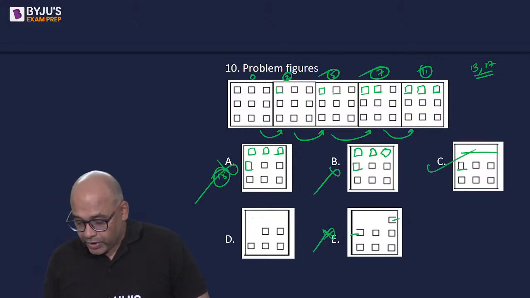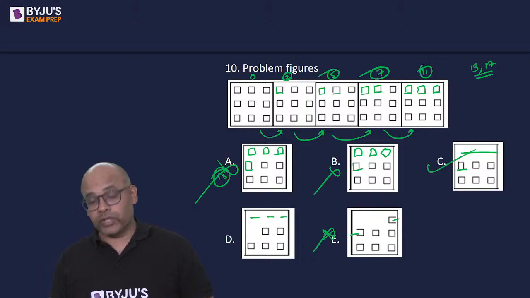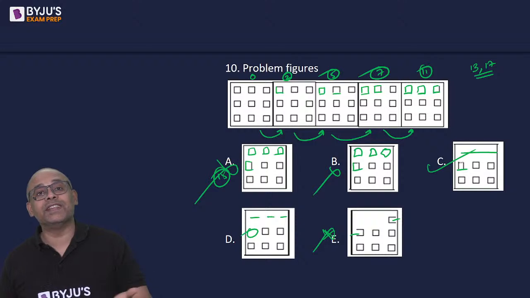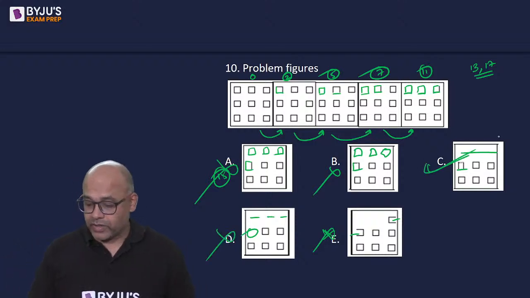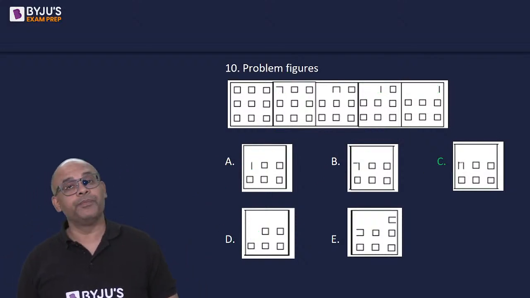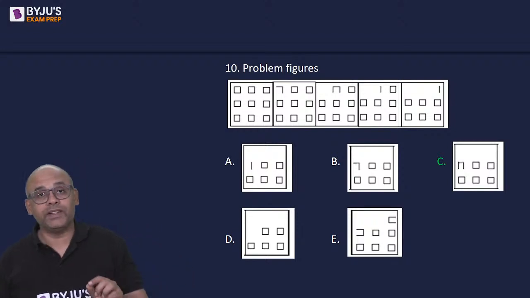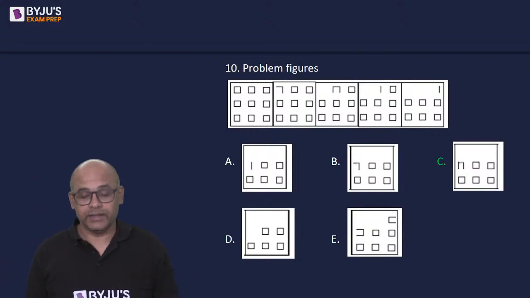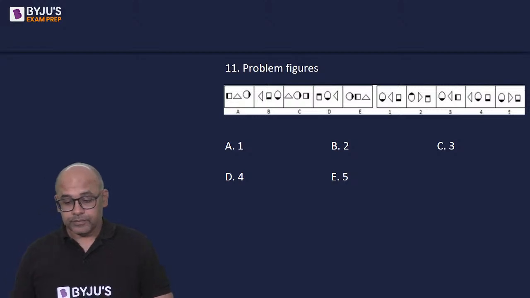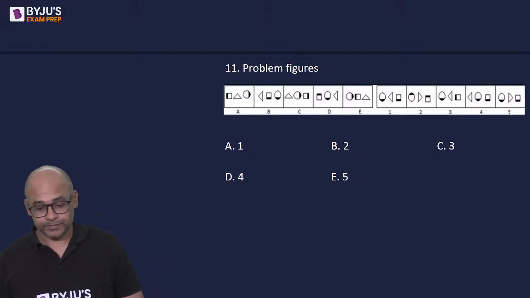This is anyway gone. So I have 1, 2, 3, 4, 4 3s is 12. In fact, this entire thing is missing. So 4 4s are 16. 16 is not a prime number. So this is also gone. So correct answer is option C. Right? So here the pattern is about number of missing lines. Clear? Let's look at question number 11.